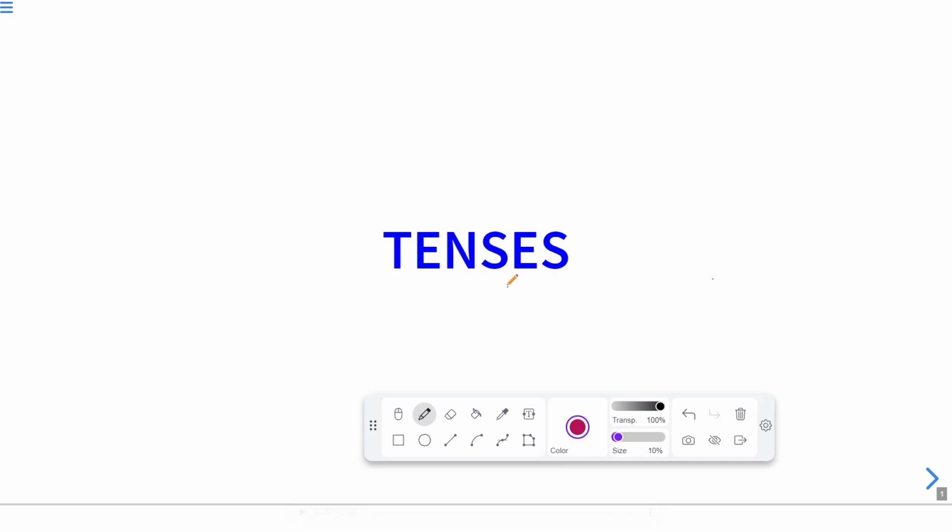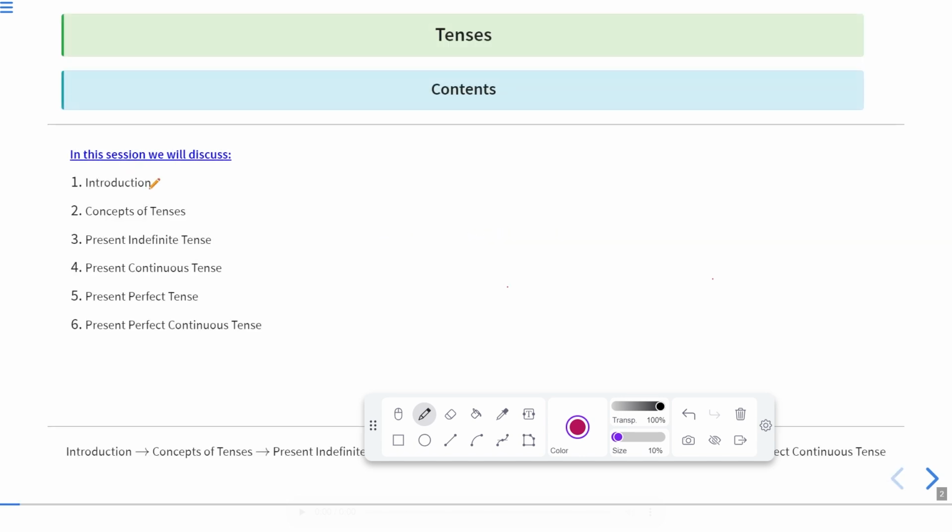In this session, we are going to continue with our chapter tenses. In our earlier session, we started tenses and we discussed some types of present tenses. In this session as well, we are going to discuss present tenses. Well, we have already discussed the introduction concepts of tenses, present indefinite and present continuous tenses. So this we have already covered in the last session. In this session, we will be discussing these two tenses. One is present perfect tense and another is present perfect continuous tense. Okay, so let's begin this session.